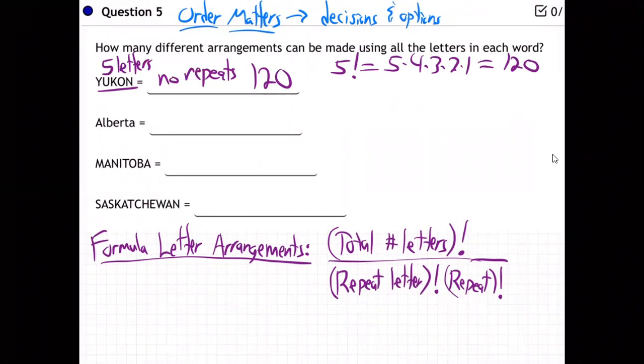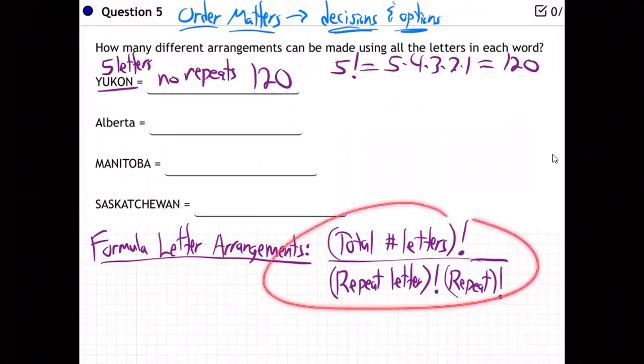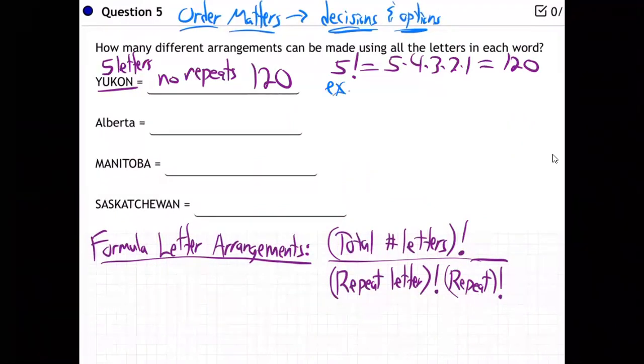Now you might be going, well, you said it was decisions and options. Yeah, it is. It's really decisions and options that led to this formula. Let me show you how you could have done it by decisions and options. Let me pick an arrangement. So I could go K N U O Y. So I just picked some arrangement of the Yukon letters. How many decisions did I make? I made 5 decisions. Decision 1, decision 2, decision 3, decision 4, decision 5.